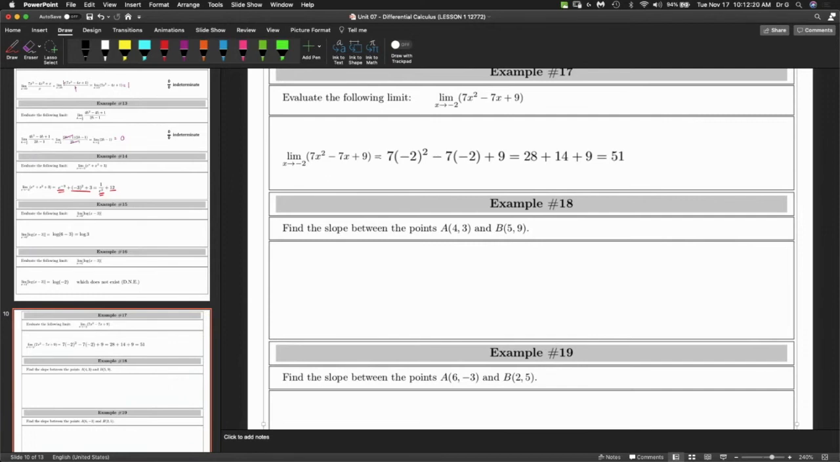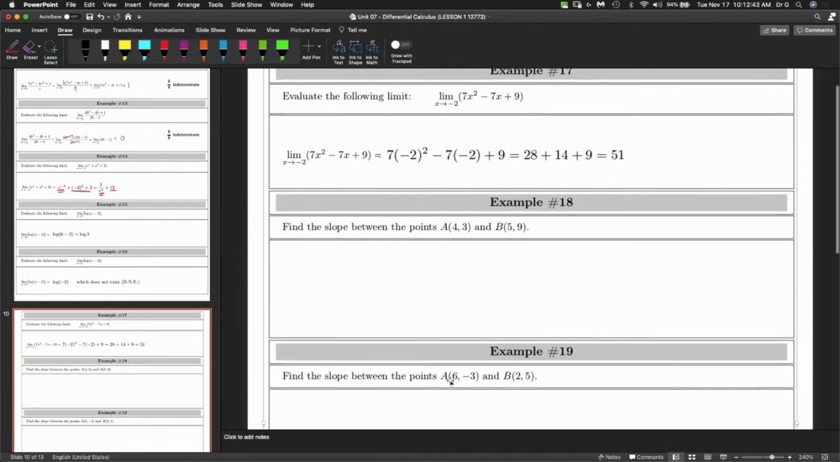So what we're going to do now is go back to what I said at the beginning of today's class. We're going to talk about slope of tangent and slope of secant and slopes and rate of change. So I'm going to take you back now to grade 9. And I want you to find the slope between these 2 points.